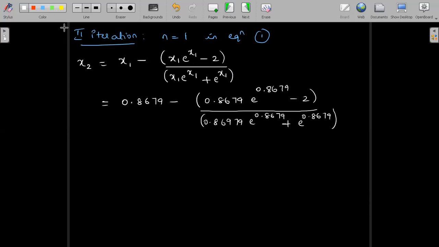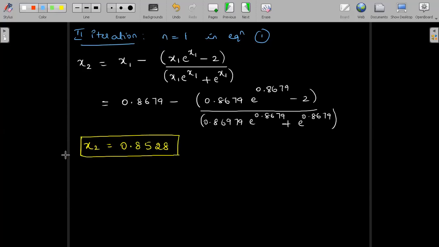With the help of a calculator, this gives us 4 decimal places. Rounding off to 4 decimal places, it is 0.8528. So that's the second iteration approximation up to 4 decimal places.